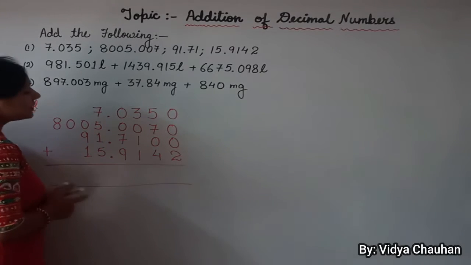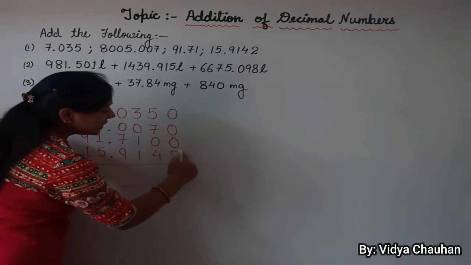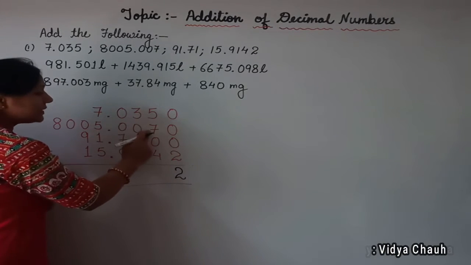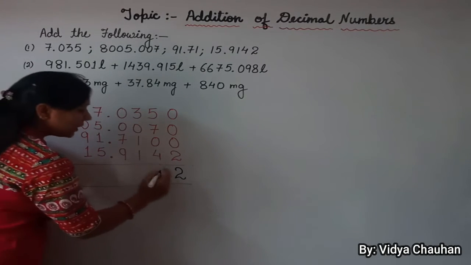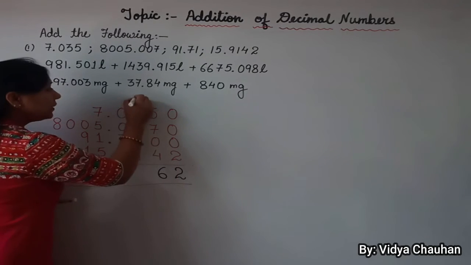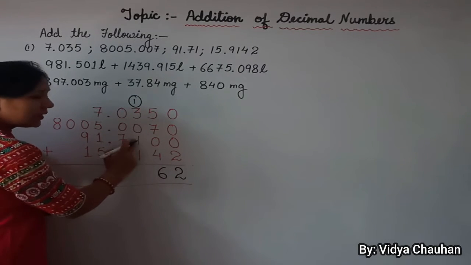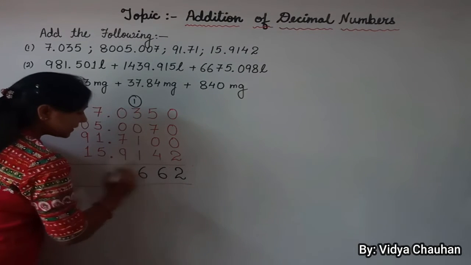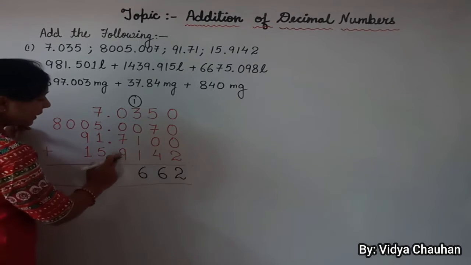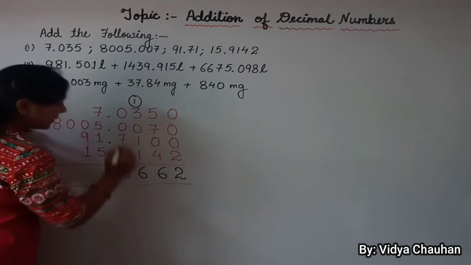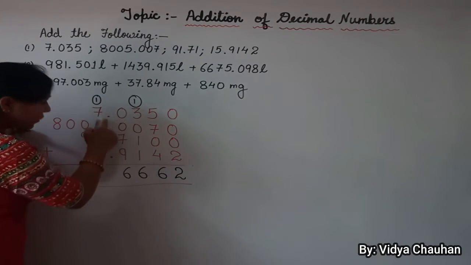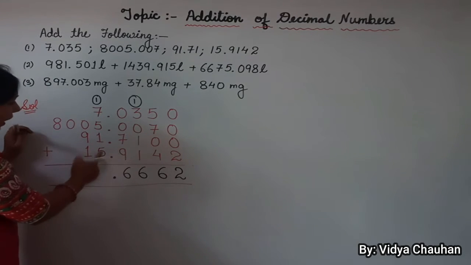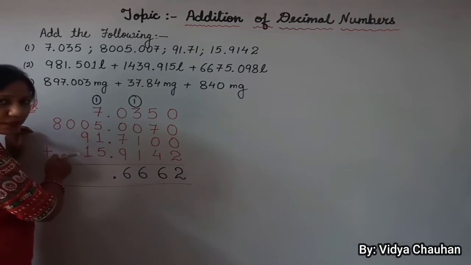Okay students, so let us start adding the numbers here. 0 plus 0 plus 0 plus 2. What you will get? 2. Then 5 plus 7, 12. 12 plus 4, 16. 6 here, 1 carry forward. 1 plus 1, 2. 2 plus 3, 5. 5 plus 1, 6. Adding the next column, 9 plus 7, 16. 1 carry forward. As you can see we have decimal here, so this decimal will be copied at the same place. Now let's add the numbers which are before decimals.